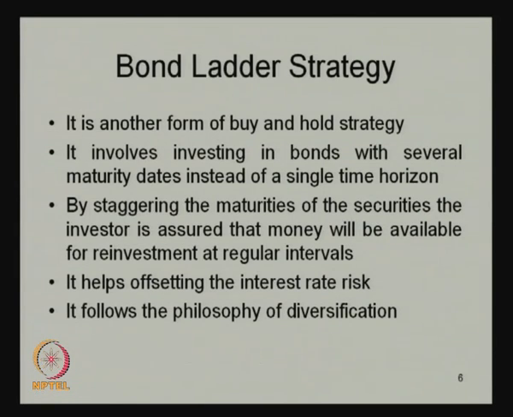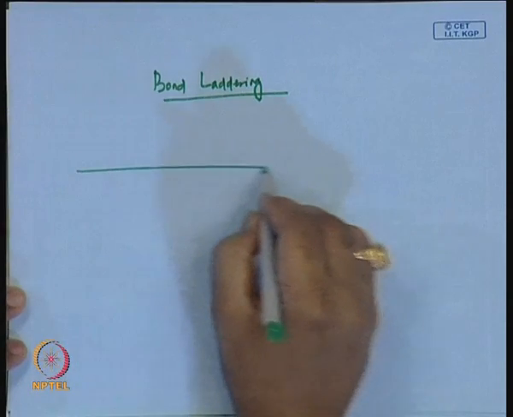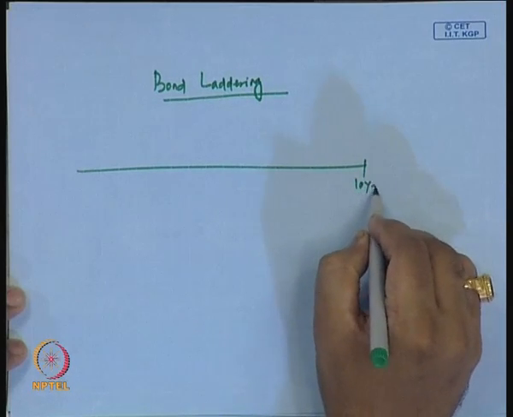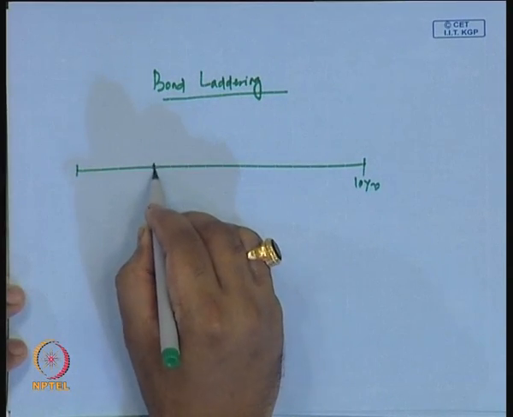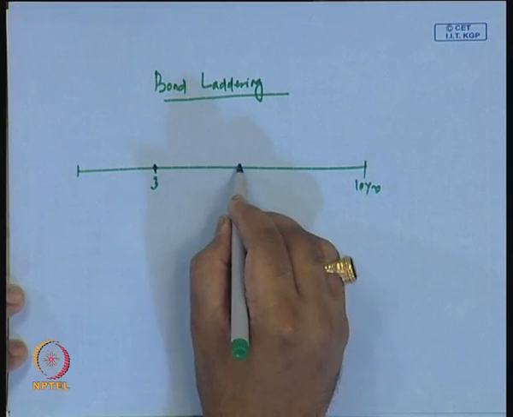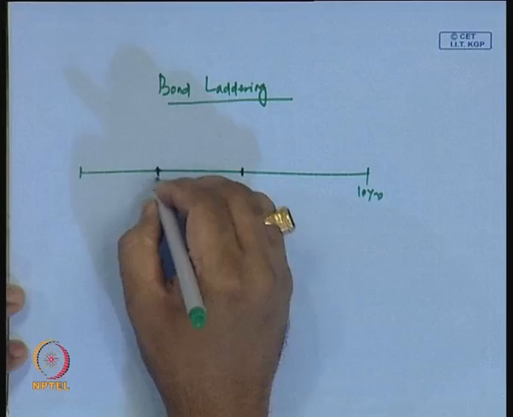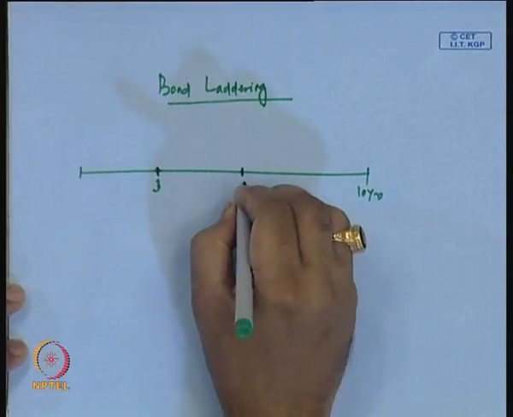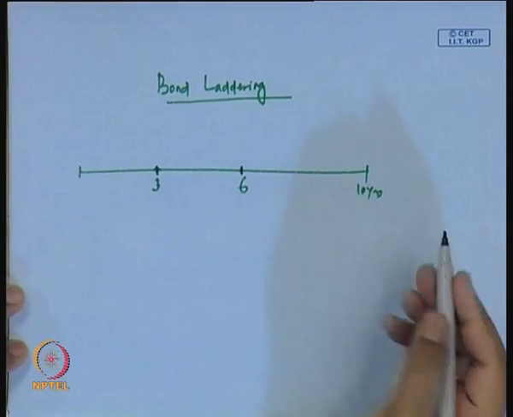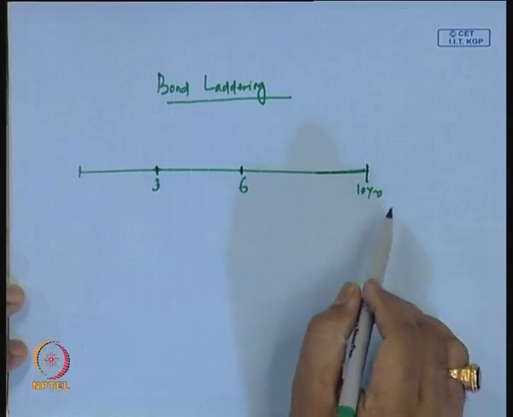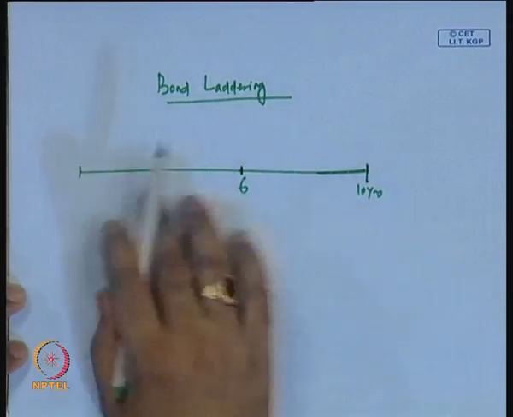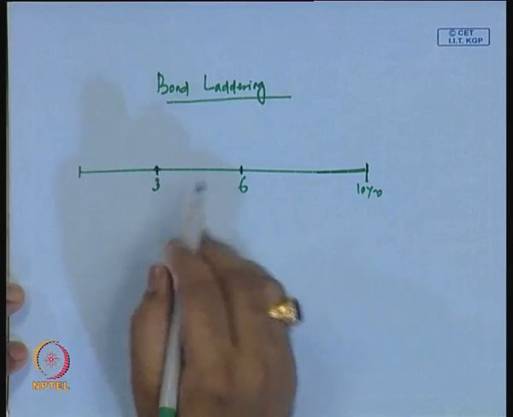it involves investment in bonds with several maturity dates instead of a single time horizon. That means, if your investment horizon period is, let's say, 10 years, then a certain amount of the money should be invested in bonds where the term to maturity is 3 years, a certain amount in bonds of 6 years, and the final amount in 10 years. And what is this philosophy? Why should the investor do that?